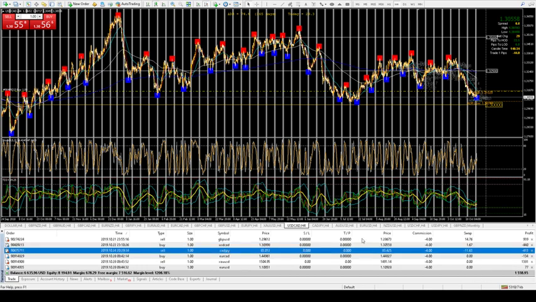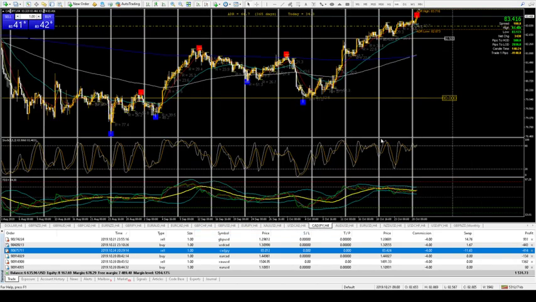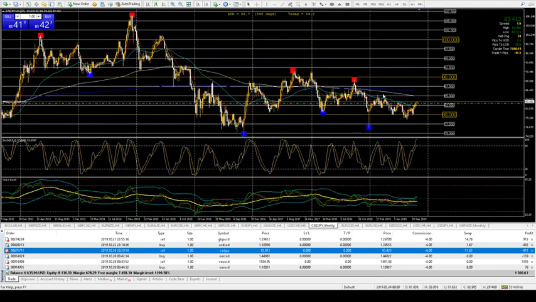CAD JPY. This was another one that was taken previously. Where's CAD JPY? Here we go. CAD JPY. We are currently selling it, and it is still making its farewell tour to the top side. And when I say that, I mean that it's just taking forever to drop.